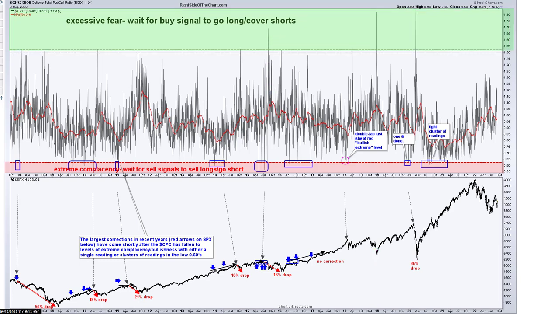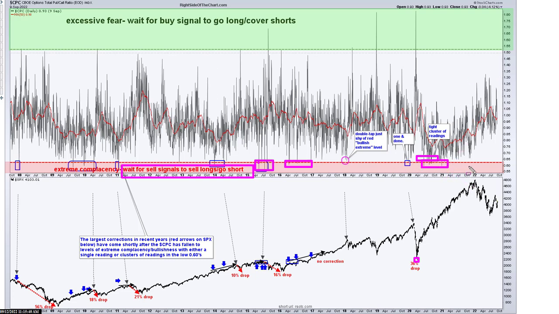And then look on the bottom. This one's even better here. The extreme complacency, but wait for sell signals to go short. And what these little boxes are that I have here, these are what I call clusters. That's why it's not one tag and then you close all your longs and turn around short, you'll get killed. You look for persistent readings, and then once you get the major readings that precede a top, and that can precede by months.